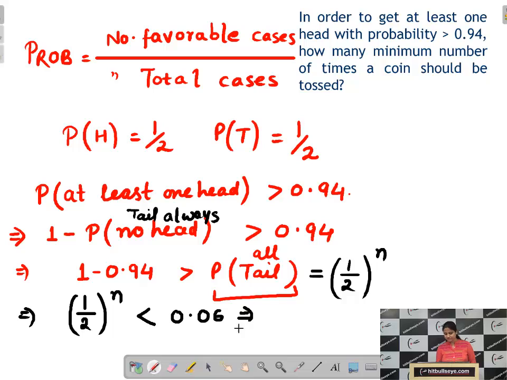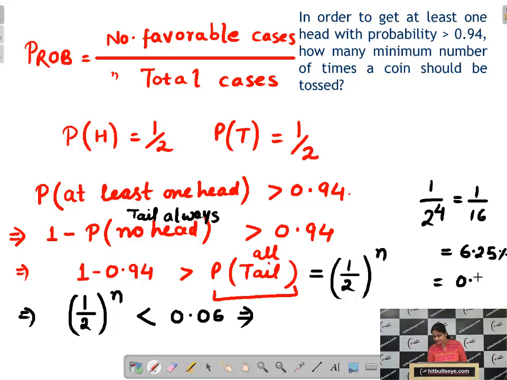Now you can solve it, as you must know powers of 2. What is 2 square? It will be 4, 2 cube is 8, 2 raised to power 4 is 16. And what is 2 raised to power 5? That will be 32. What is 1 upon 2 raised to power 4? It will be 1 by 16, and this is equal to 6.25%. It means 0.0625, but we need less than that, 0.06.